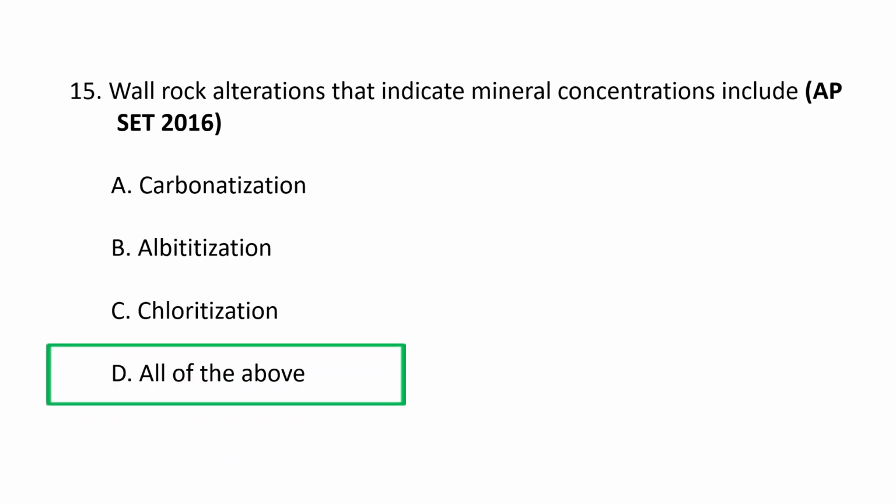Carbonatization, albitization, and chloritization are wall rock alterations that can indicate mineral concentrations because they are common products of hydrothermal fluids that transport and deposit ore minerals. These changes, where hydrothermal fluids react with the country rocks to alter mineralogy, are significant in mineral exploration and help to locate potential ore bodies that are often found within or surrounded by such alteration zones. So, wall rock alterations that indicate mineral concentrations include all of the above. D is the correct option, like carbonatization and albitization and chloritization.